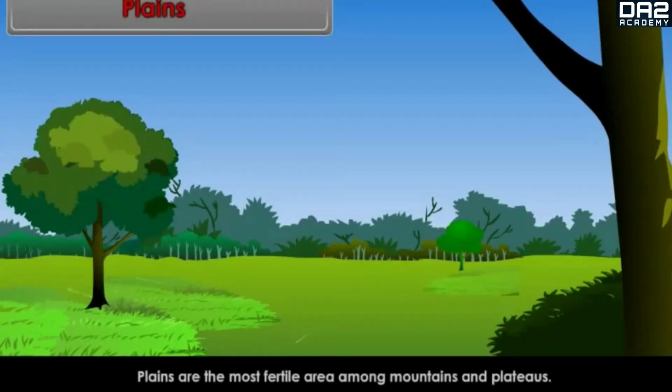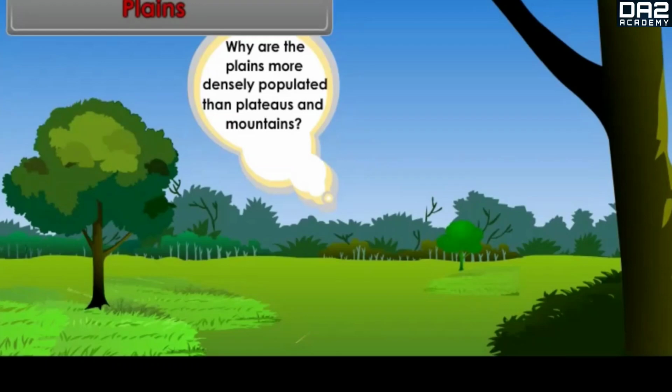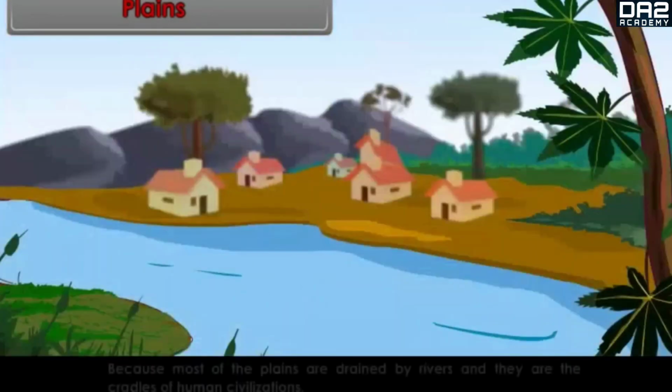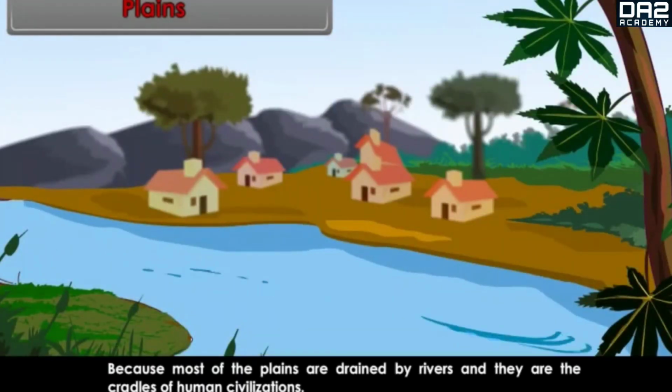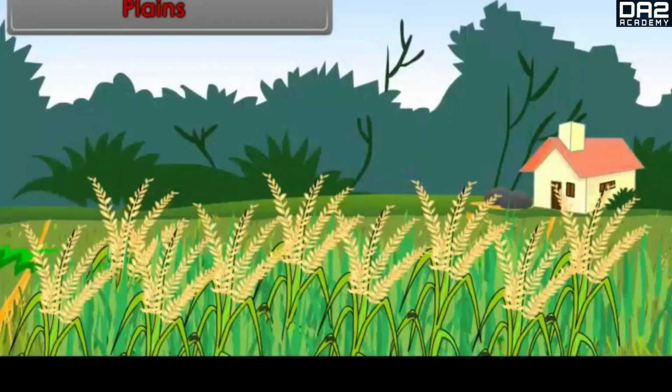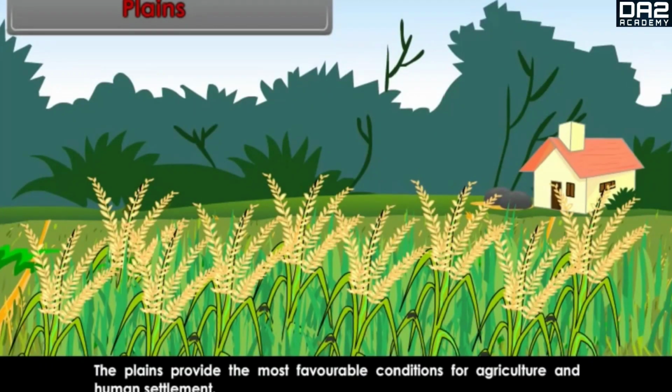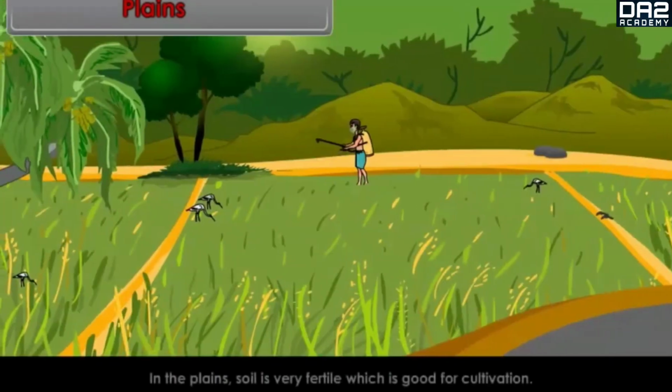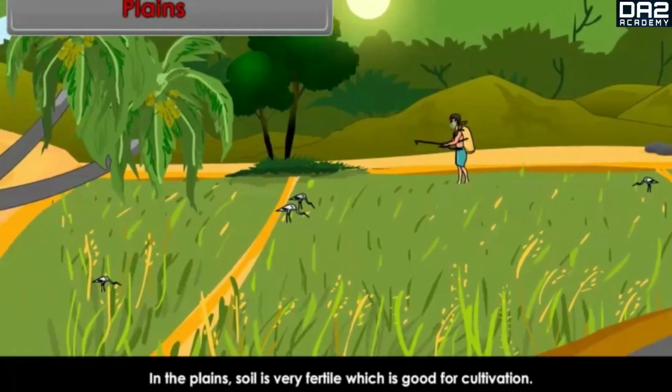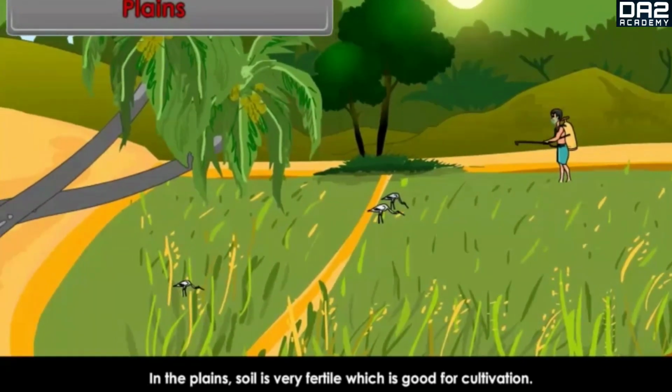Plains. Plains are the most fertile area among mountains and plateaus. Why are the plains more densely populated than plateaus and mountains? Because most of the plains are drained by rivers and they are the cradles of human civilizations. The plains provide most favorable conditions for agriculture and human settlement. In the plains, soil is very fertile, which is good for cultivation.